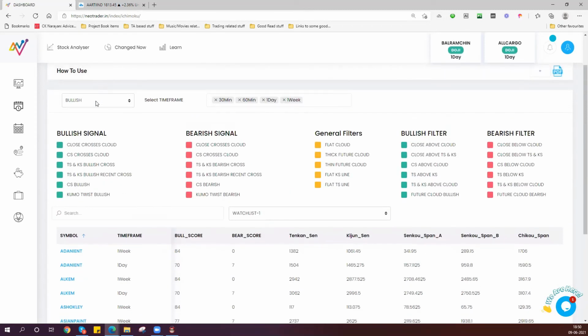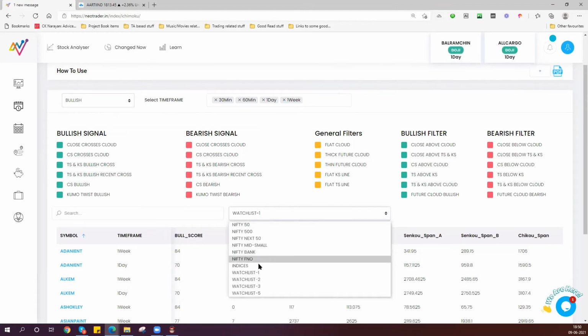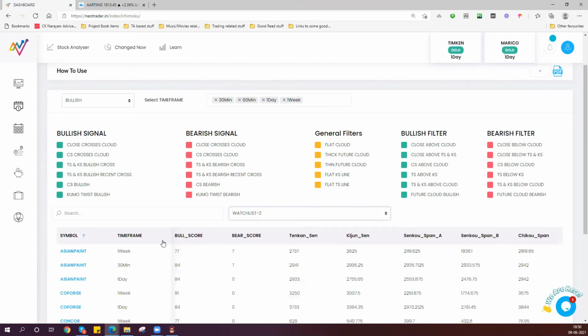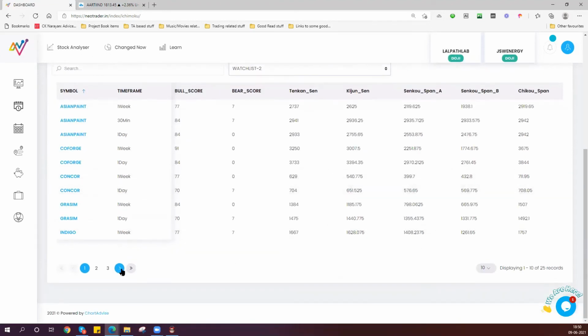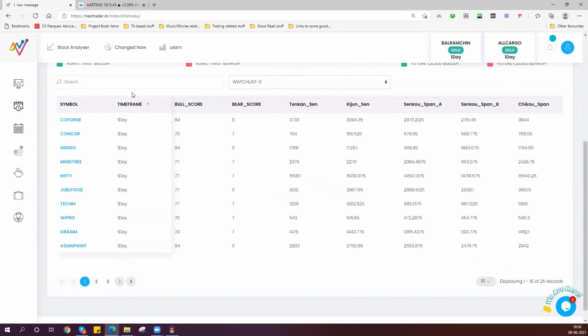So this is the listing for bullish. If you choose a very big list like NSE 500, then you'll have lots and lots of stocks. You can prune it down, or you can save your favorite stocks into a watch list and look at only the watch list. So if the watch list has a lesser number of stocks, then you look at which one to trade. So Coforge is in weekly and daily. So this means they are not here. Asian Paint is the one in the 30-minute. If you sort, then you may get it by the time frame.